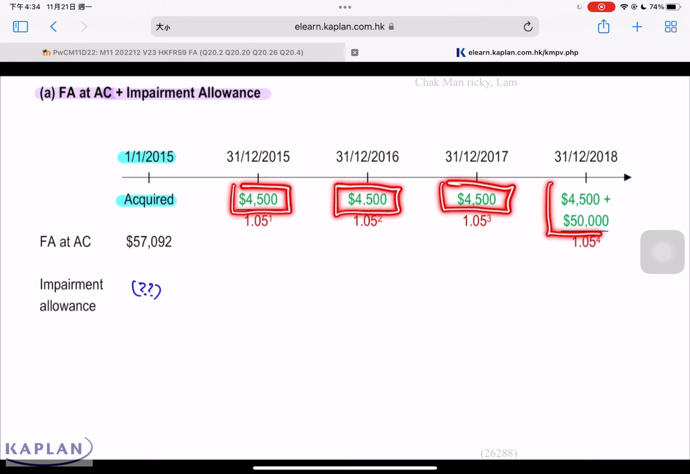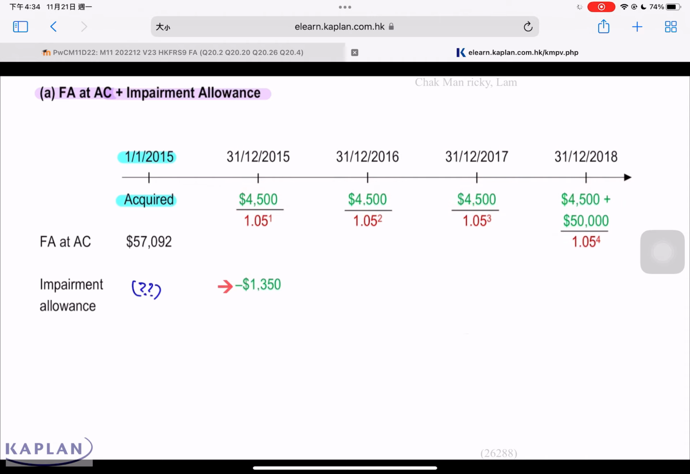This is the cash contractually. In the event there's a default, how much can they not receive? 30%. Take this amount multiplied by 30% equals 1,350, 1,350, 1,350, and 54,500 multiplied by 30% equals 16,350. In the event there's a default, this is the amount that you cannot collect. So we call this a shortfall.